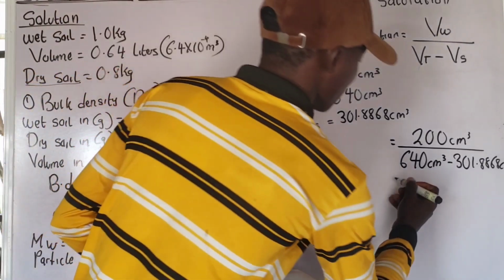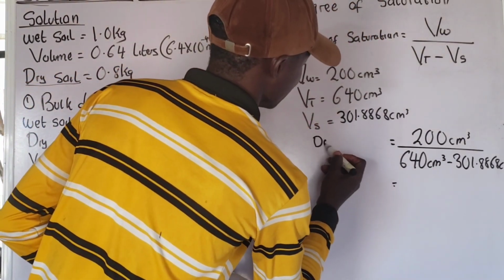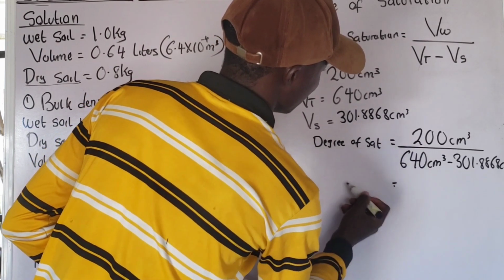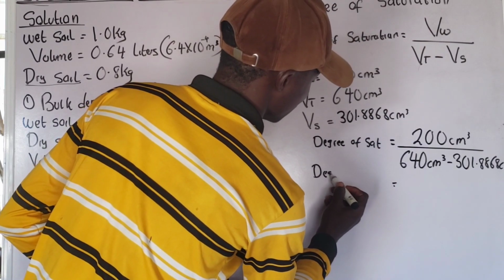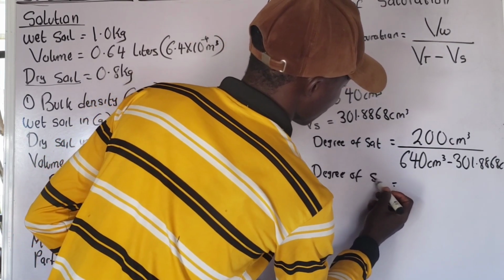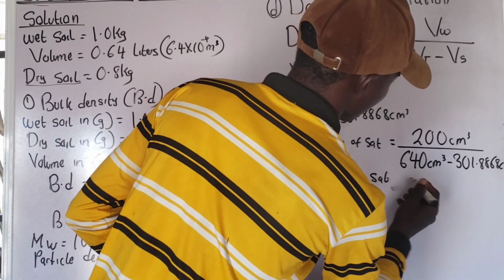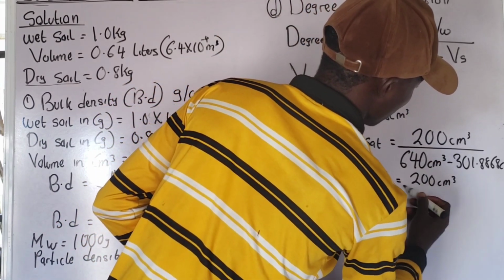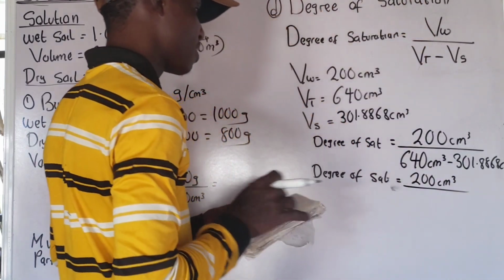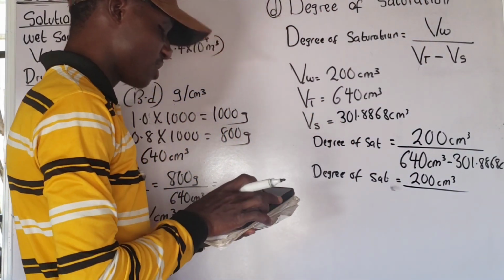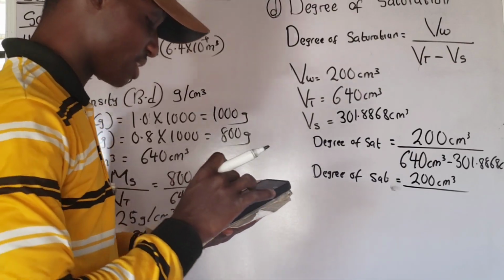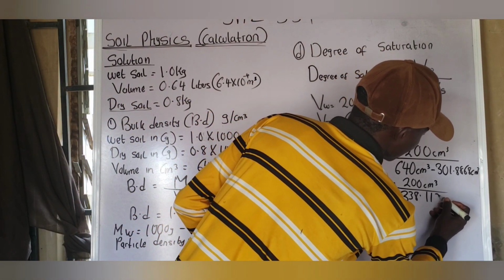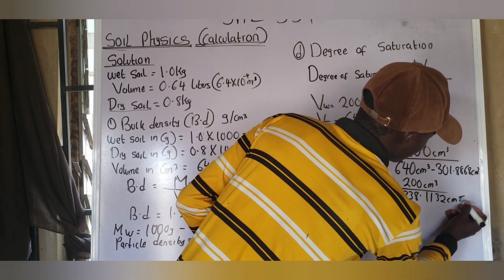Okay. So for this, I'm going to have the degree of saturation. The degree of saturation is equal to, now, that will be 200 centimeter cube all over 640 minus 301.8868. That will give us 338.1132 centimeter cube. Now this will cancel this.